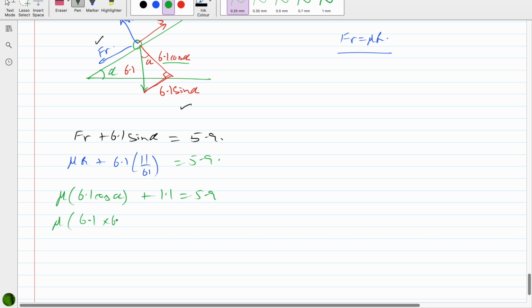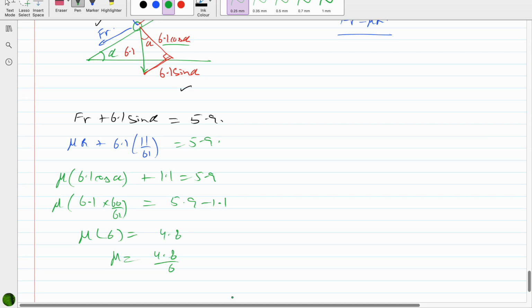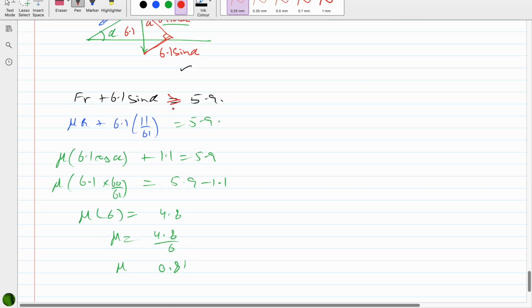5.9, and cos alpha from the same triangle is 60 by 61. So mu into 6.1 into 60 by 61 is equal to 5.9 minus 1.1. Mu, 6.1 into 60 by 61 is 6. 5.9 minus 1.1 is 4.8. So mu is equal to 4.8 by 6. And mu is 4.8 divided by 6, 0.8. And one assumption which we took when we started was that friction is greater than that. So it is greater than or equal to 0.8.